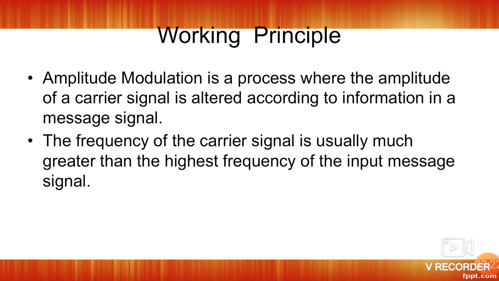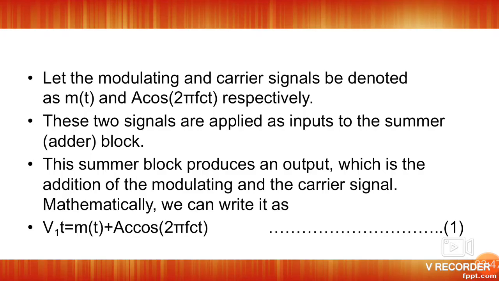We know that modulation is the process of changing the parameters of the carrier signal in accordance with the message signal. So that is simply called modulation. If the parameter of the carrier signal, that is amplitude, is varied, then it is called amplitude modulation. If the parameter of the carrier, that is frequency, is varied, then it is called frequency modulation.